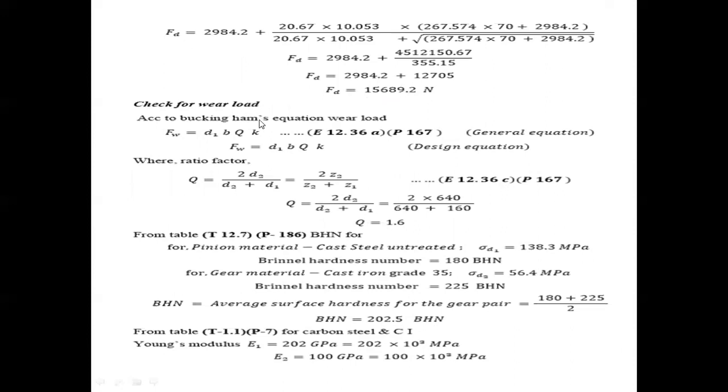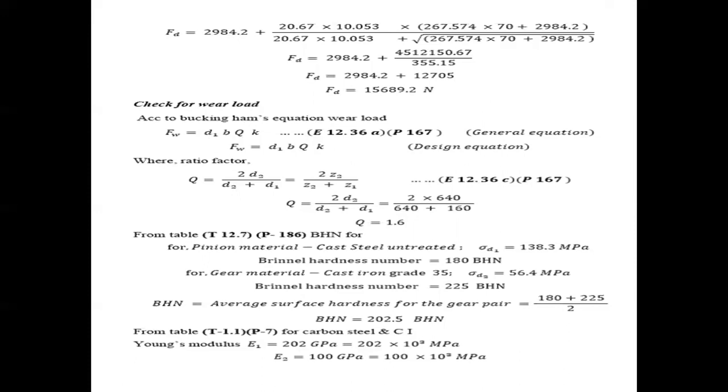Buckingham also gave an equation for wear load: Fw is equal to D1 B Q K. Here D1 is the diameter, B is the face width, Q is the ratio factor, and K is the load stress factor. For this Q and K, I have equations, and using those equations I have to get a value here.